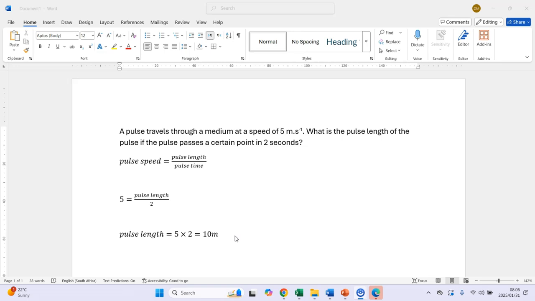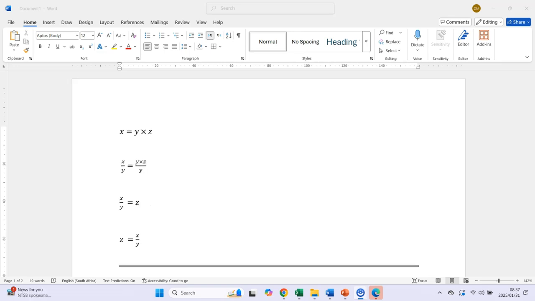So you don't have to rearrange a formula. You may use it as is and rearrange it while you're doing the maths. I'd also like to show you how to rearrange a formula. Let's take a look at how we would go about rearranging equations.